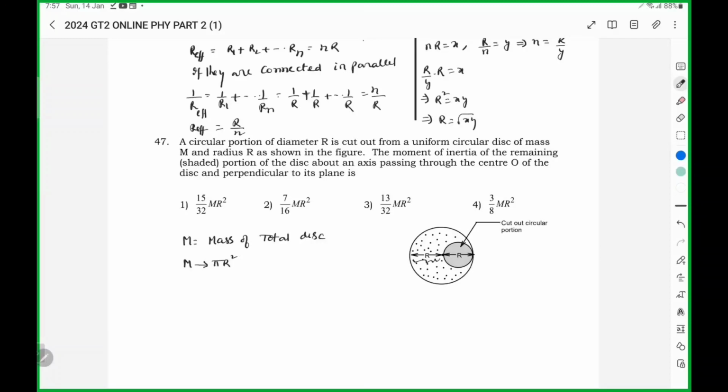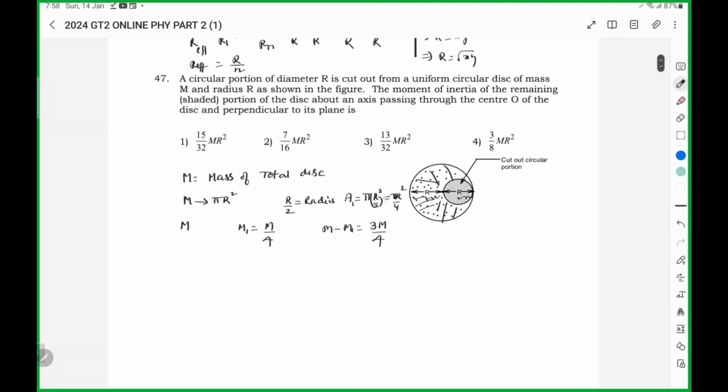The part which is cut from the disk has diameter R, so its radius is R by 2. Its area will be pi times R by 2 whole square, because its radius becomes R by 2, which is pi R square by 4. So the total disk mass is M, the portion which is cut has mass M by 4, and the part remaining has mass 3M by 4.